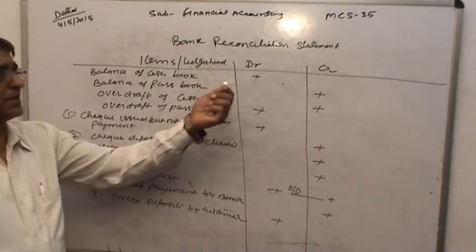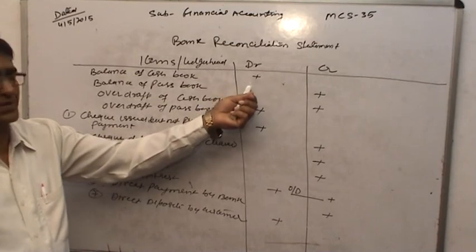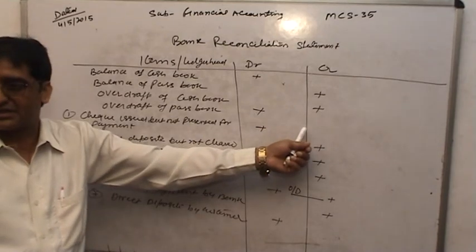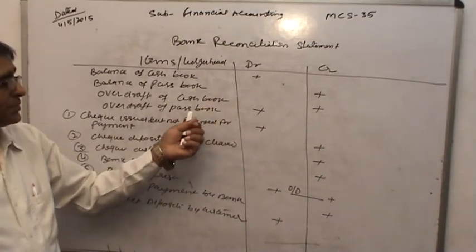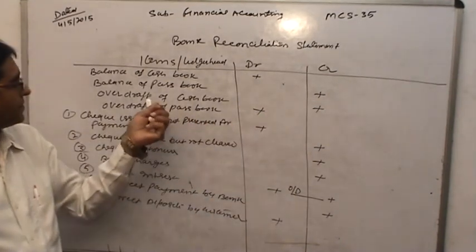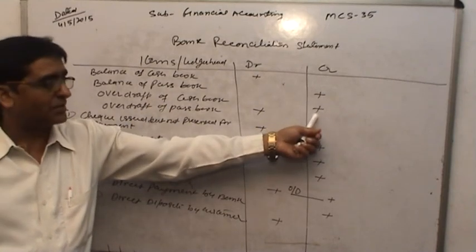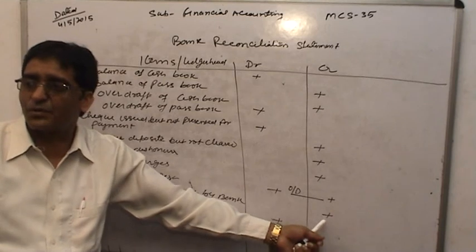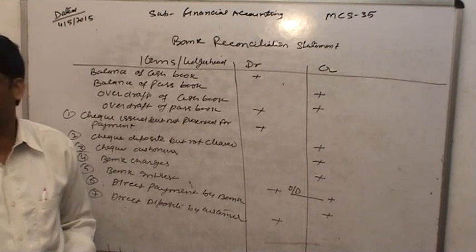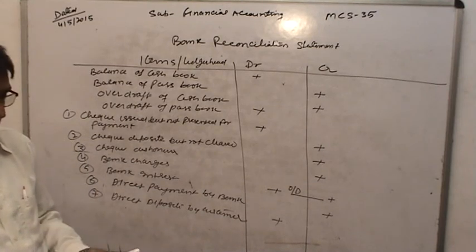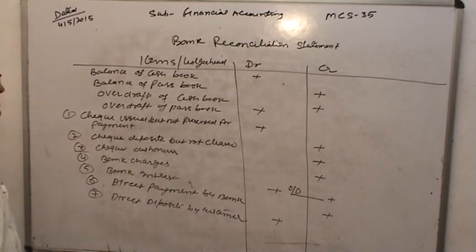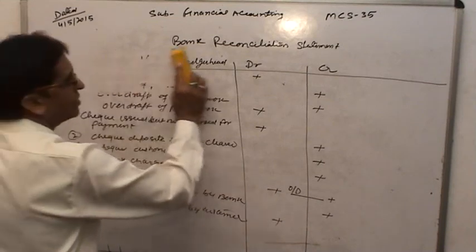In this BRS, suppose you have prepared it using the balance of cash book, then you add the debit column at first and then deduct the credit. If you prepare the BRS using the overdraft of cash book, then you total the credit side at first, and from it deduct the debit side to get the balance of the other book. So this is the format of BRS. And now one example of BRS and then the solution.